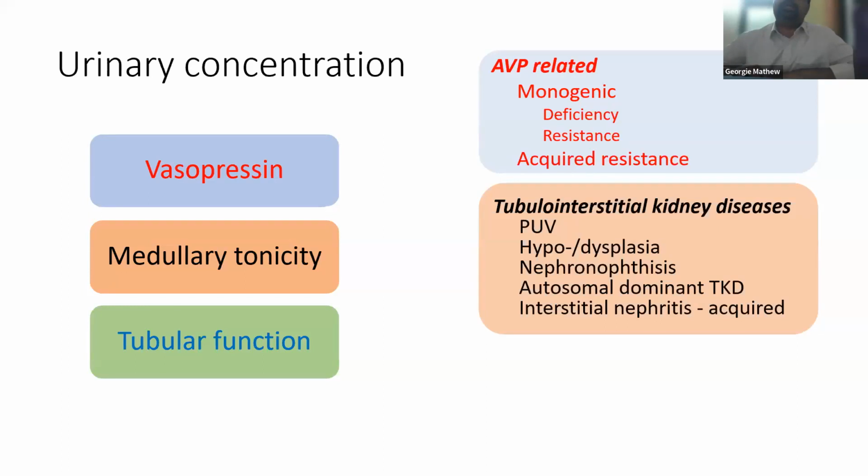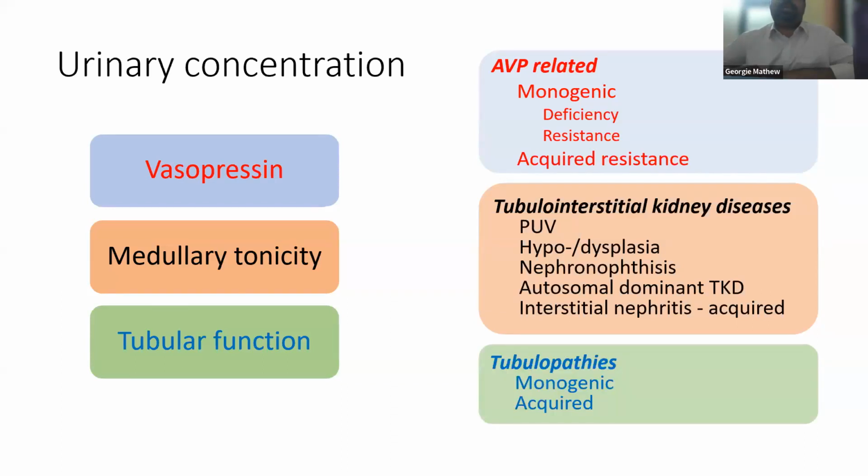Tubulointerstitial kidney diseases are a classical example of these. The commonest examples are posterior urethral valve, hypodysplastic kidneys, nephronophthisis, and autosomal dominant tubulointerstitial kidney diseases, which are a monogenic cause of TKDs. Then many causes of interstitial nephritis, which are acquired, are also part of this phenomenon. As I already mentioned, you should always keep in mind the glomerular function before evaluating tubular function. When you come to tubular function abnormalities, if glomerular functions are normal, there are various monogenic as well as acquired tubulopathies which lead to excretion of a large amount of dilute urine.